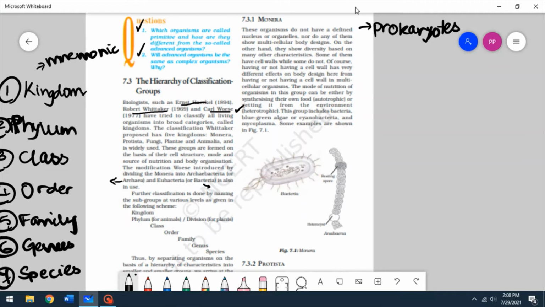If the organism has a cell wall, it will be put into the plant bucket. If not, it will be put into the animal bucket. Alright, so that division is different from differentiating between organisms which have and do not have a cell wall in the prokaryotic cell note.